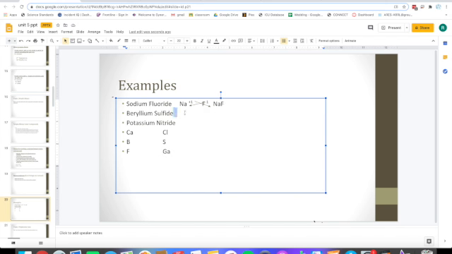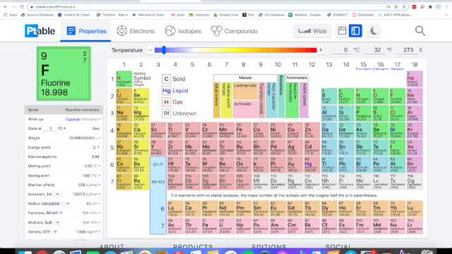So let's do beryllium sulfide. So beryllium is Be. We go to the periodic table, find the charge. Be is right here in this second column. Since it's in the second column, it will have a +2 charge.